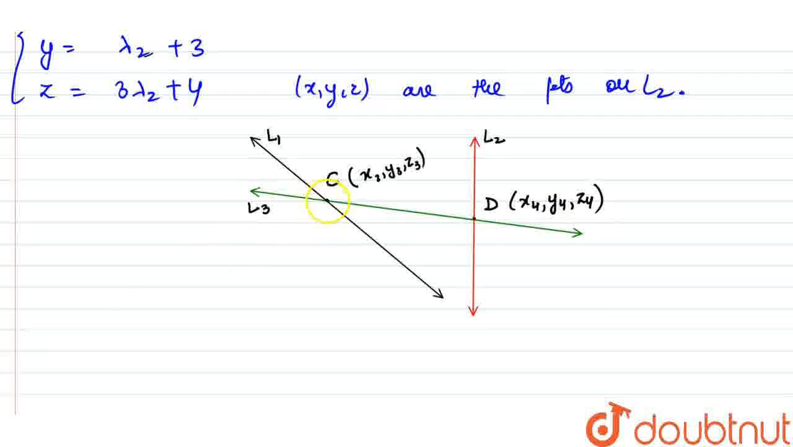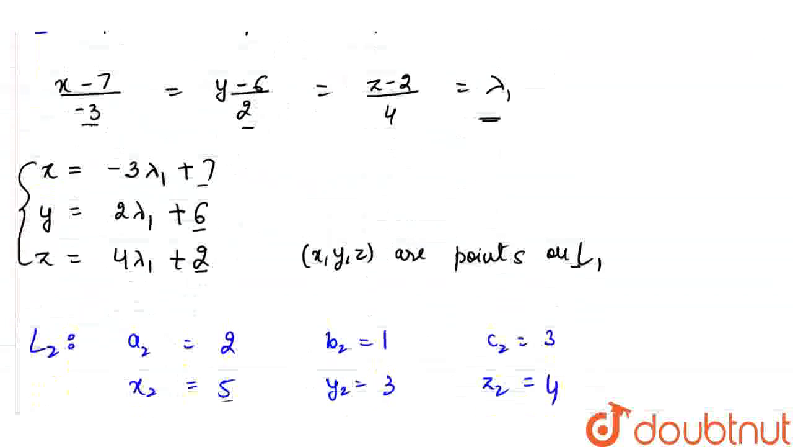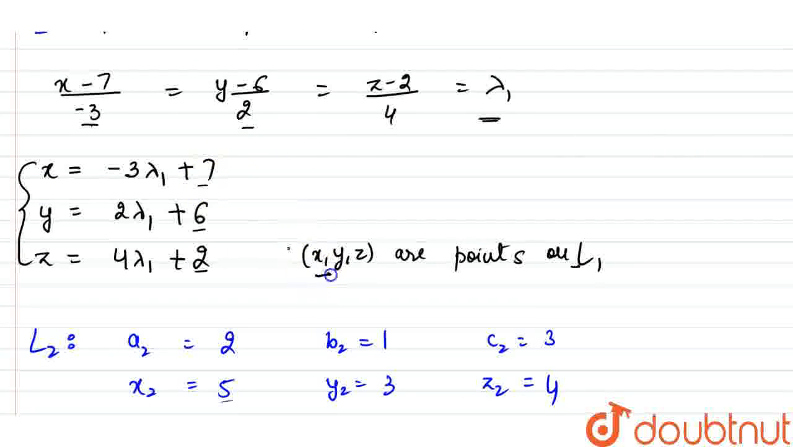Now the coordinate C is a common point of the L1 line and L3 line, and the coordinate D is a common point of the L2 line and L3 line. So moving forward, we use the fact that C is the common point of L1 and L3. That means the C coordinate will satisfy the equation of line L1 as well as the equation of line L3. From L1 we have got that x, y, z follows this rule, and we have to find out the value of lambda 1 here.